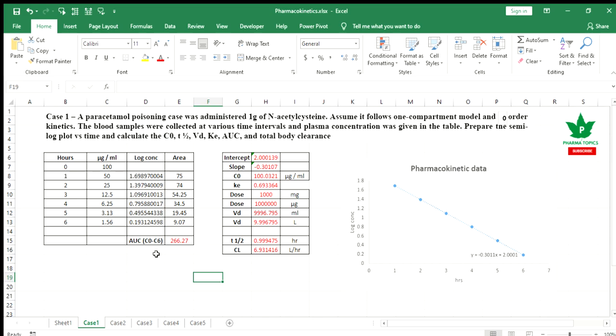So this is a nutshell information of how to calculate the pharmacokinetic parameters from a given data. I hope it will be useful for the pharmacy students.